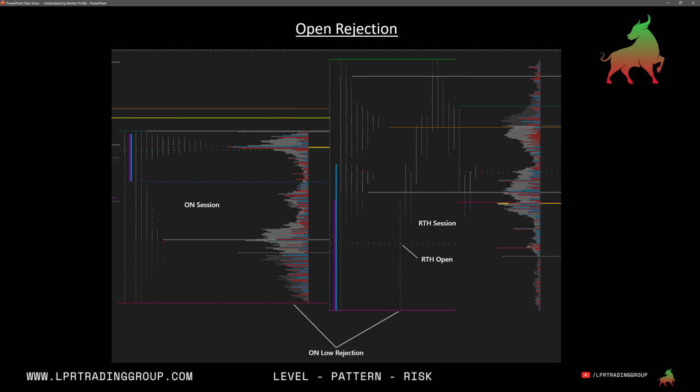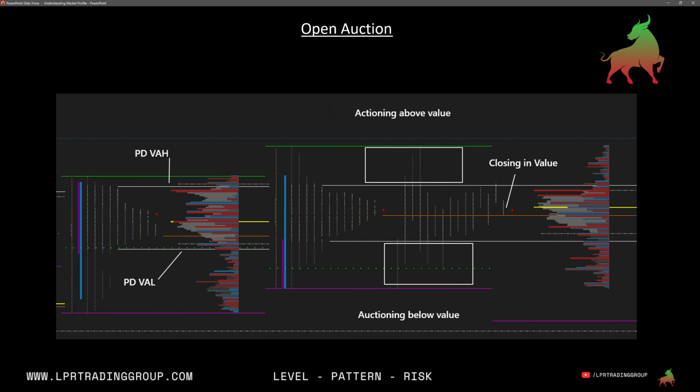Open rejection. Okay, so this is the on session, the overnight session here. Market opens. This is our on session low. The market drives down. We sweep the on session low. Okay, big on session area, on session low. We sweep the on session low. We cannot hold below it. We cannot trade below it. We cannot build volume below it. Market turns around and immediately starts driving back to the upside. This is one of my favorite type of trades to take and one of my favorite levels to take this trade off of. This is the open rejection trade.